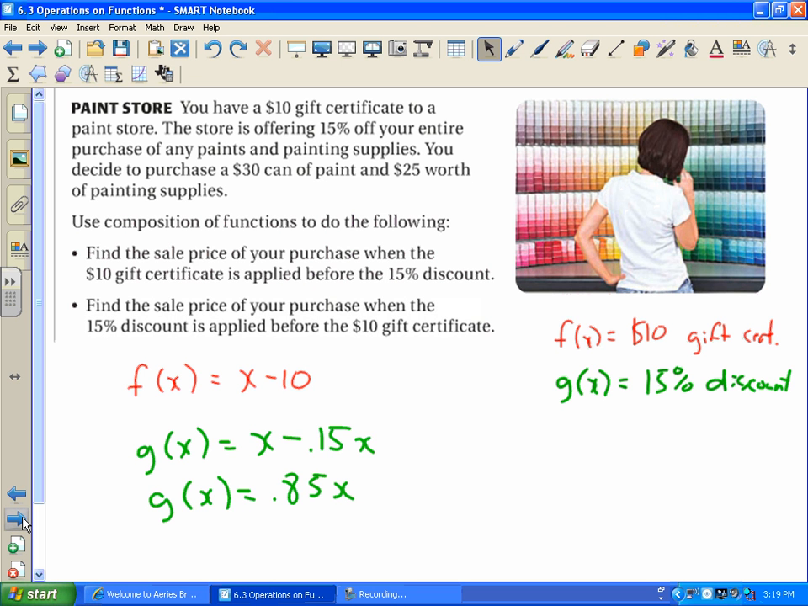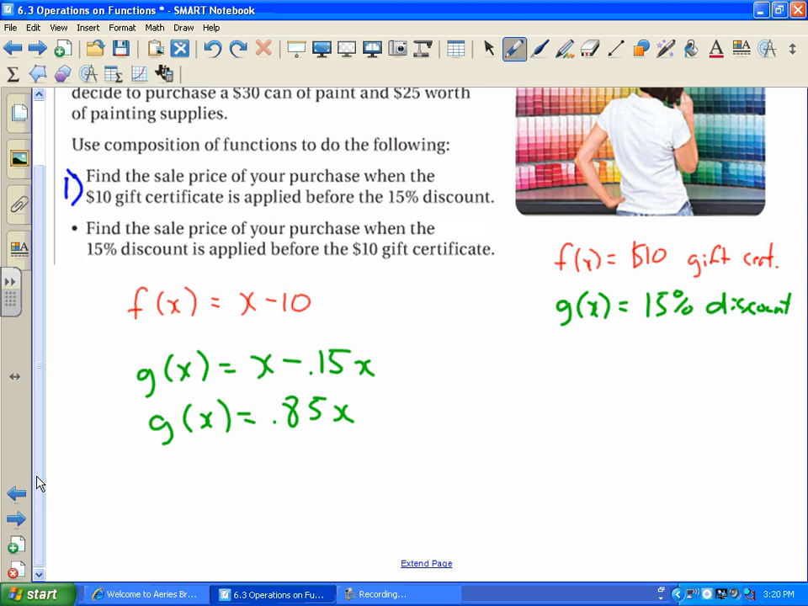Now let's look back at the wording of these problems. The first bullet says, find the sale price of your purchase when the $10 gift certificate is applied before the 15% discount. In other words, I'm going to number these for you, bullet number 1. Bullet number 1 says, find the sale price of your purchase when the $10 gift certificate is applied first, and then the 15% discount is applied second.